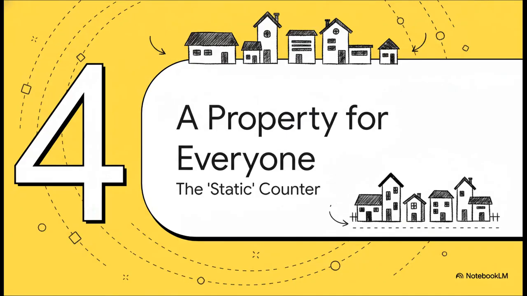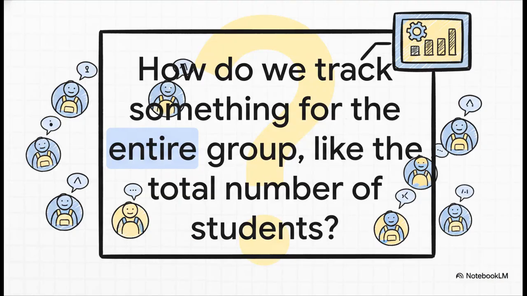Okay, so far, everything we've talked about belongs to the individual objects, to our individual houses. But what happens when we need to track something about the whole neighborhood? This is our next puzzle. For example, how do we track the total number of students enrolled in the entire university? If we give each student object its own counter, each one would just say 1. That doesn't really help us, does it? We need a single shared counter that belongs to the whole group.